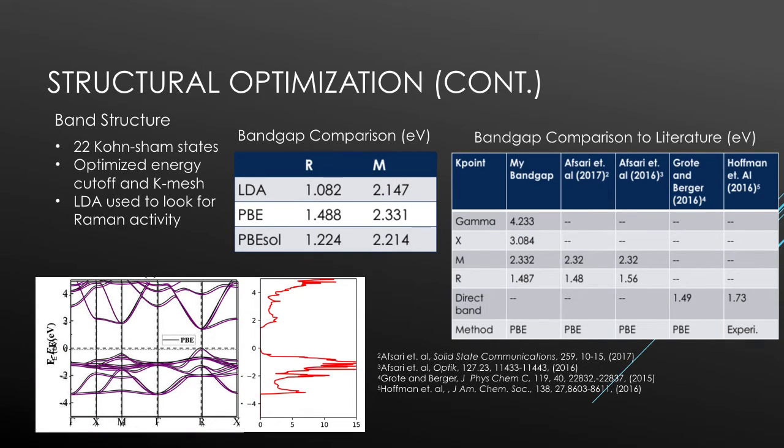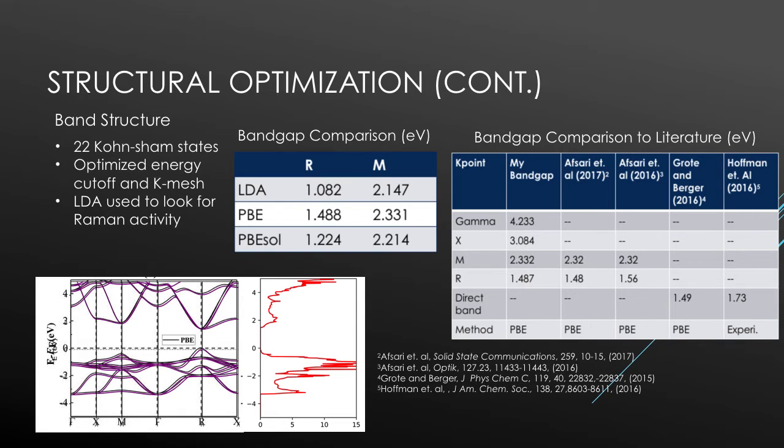Once we had the optimized structure, we took a look at the band structure. And originally we had 22 Kohn-Sham states and added 10 extra bands to do calculations through LDA so we can look for Raman activity. And band gaps are important because they tell us the conductivity of the material. And as you can see in the figure at the center, we have the different functionals used to compare key points R and M. And also in the other figure, you can see that our band gaps are in pretty good agreement with other works in literature. And also in the band structure figure at the bottom left corner, you can see that the band gap matches up pretty well with the density of states graph.